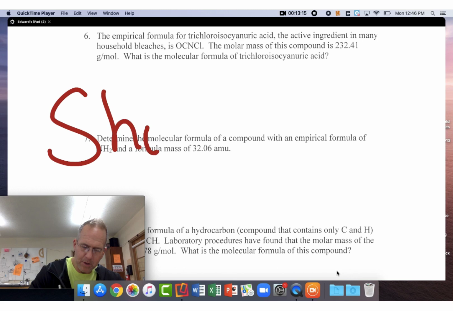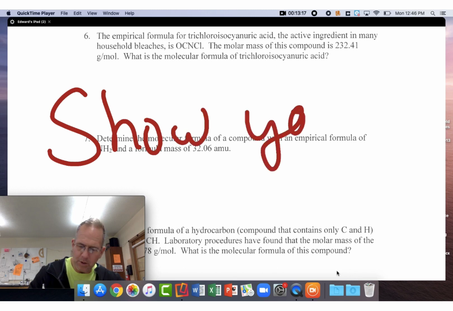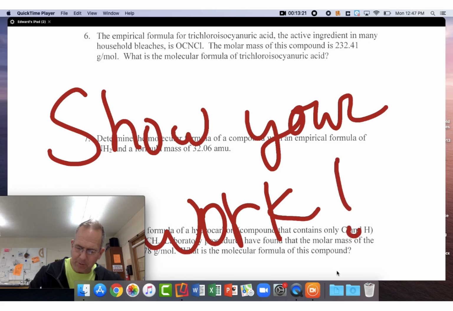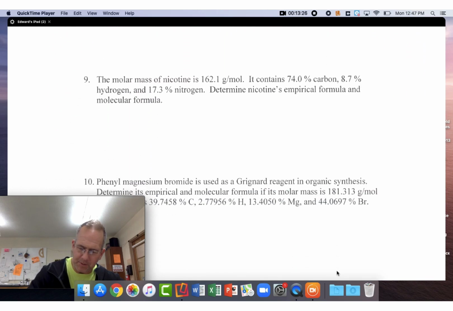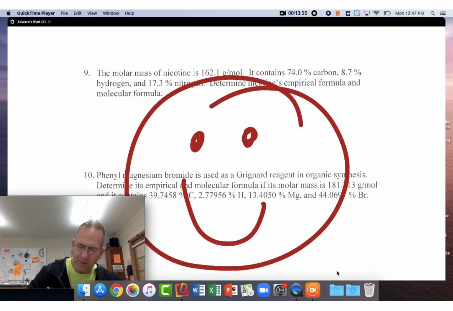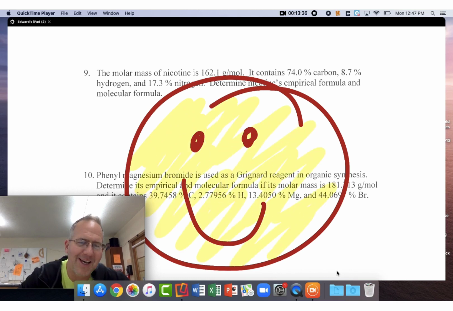All right, so we need to see the work. Show your work. That's what I'm grading. And make sure you understand what you're doing because that is the goal. We want to make sure that we understand this chemistry as best we can.